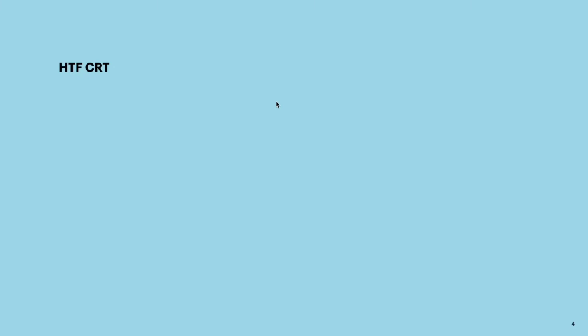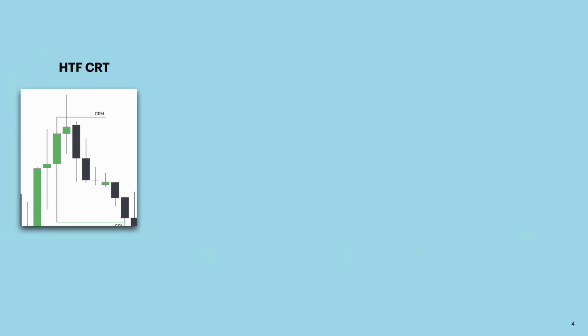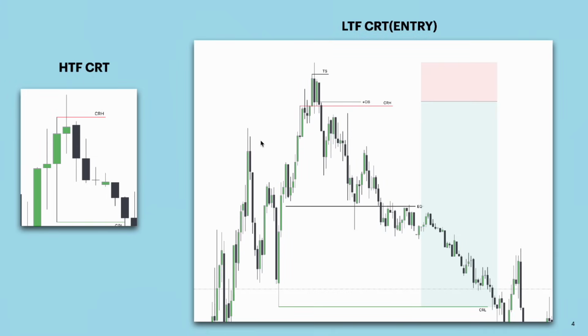As ICT teaches us, an algorithm is controlling the market. These highs and lows are predetermined. You can combine CRT with all concepts. However, using the power of three and turtle soup will give you highest probable trades. Here is an example of CRT on lower time frame.